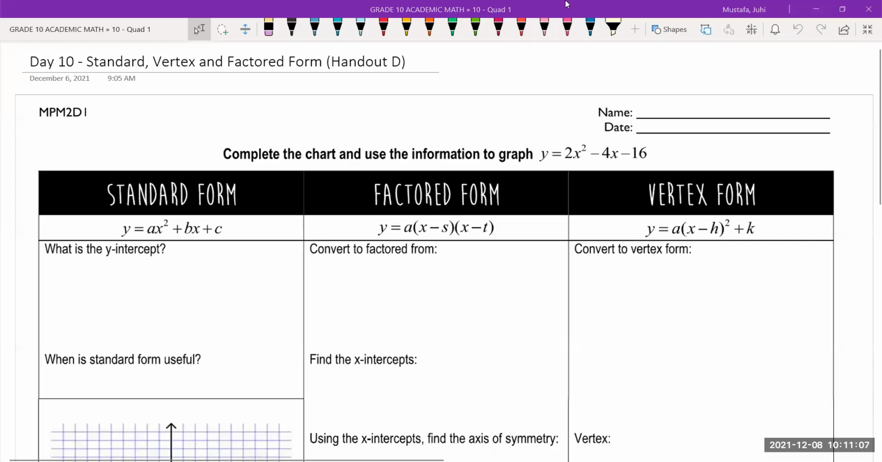All right, you guys, so this is a continuation from our lesson last class where we were looking at things in standard form, vertex form, and factored form. I've officially written your test and it's a really good one. It's super fair and it covers everything really nicely.